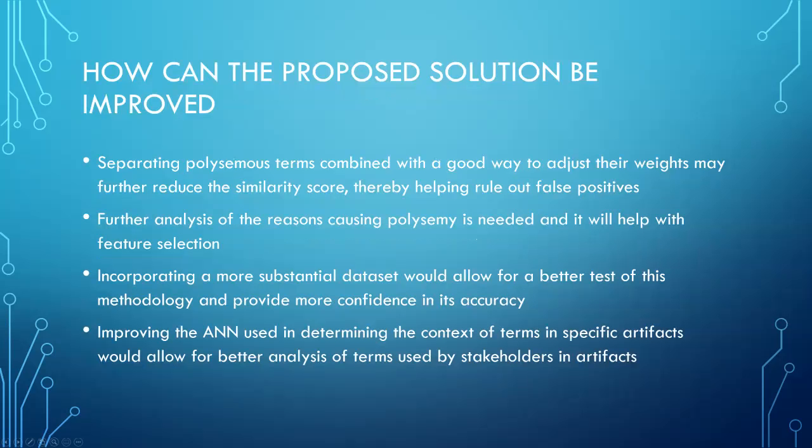Finally, we'll discuss how their methodology can be improved. Separating polysemious terms combined with a good way to adjust their weights may further reduce the similarity score, thereby helping rule out false positives. Further analysis of the reasons causing polysemy is necessary and will help with feature selection. Incorporating a more substantial data set would allow for a better test of this methodology and provide more confidence in its accuracy. Improving the artificial neural network used in determining the context of terms in specific artifacts would allow for better analysis of terms used by the stakeholders in those artifacts.